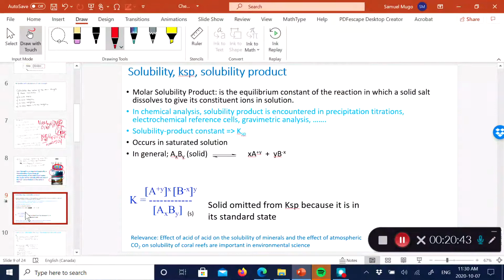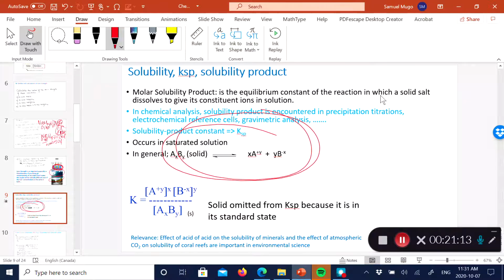The other thing that we're going to talk about is the solubility product, the KSP. The solubility product refers to the equilibrium constant of a reaction where you take a solid salt and dissolve it in water up to the point of saturation, meaning you cannot dissolve more salt. That's the only time the KSP, or the solubility product equilibrium, is satisfied. So the solution must be saturated.